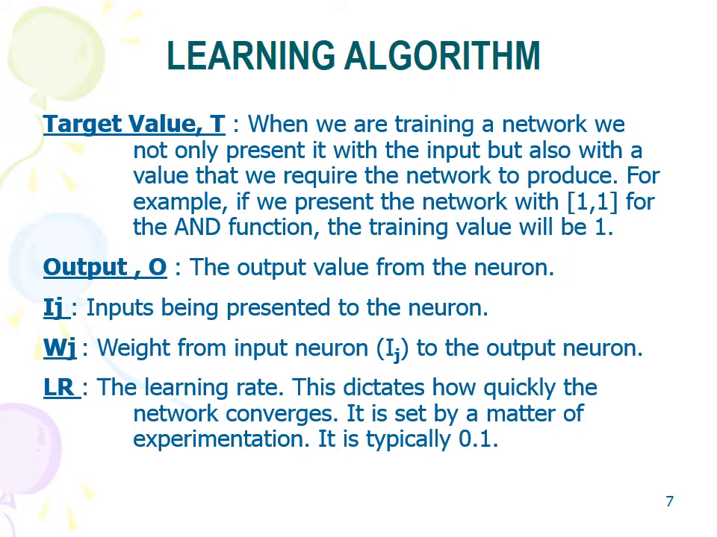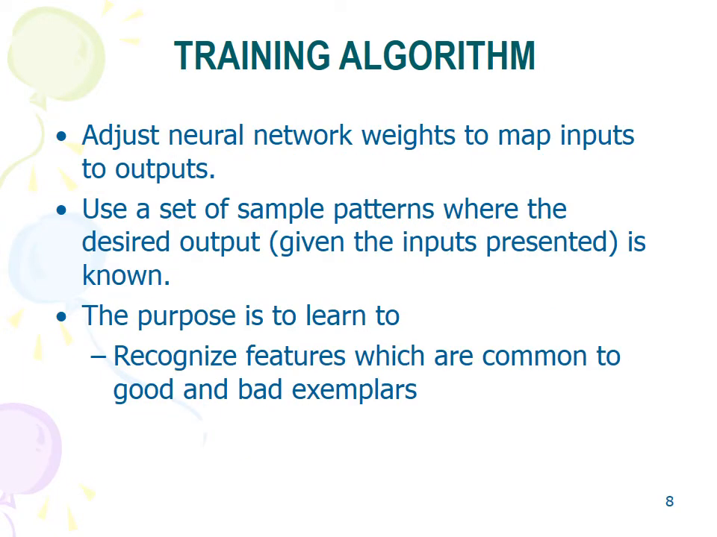And then the output O is the value derived from the neuron, Ij are the inputs presented to the neuron, and Wj is the weight from the input neuron, which depends upon the values of the output neuron and also the learning rate. The learning rate is dictated by network convergence, and it is a matter of experimentation. It is typically 0.1. The learning rate will be less than 1.